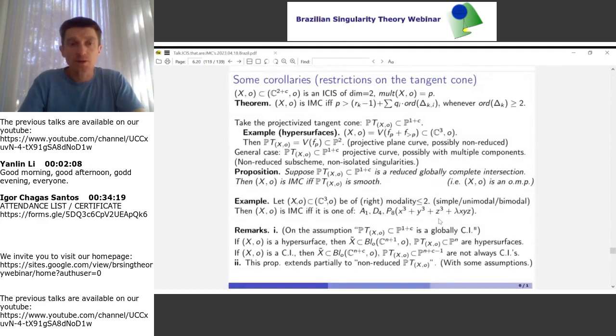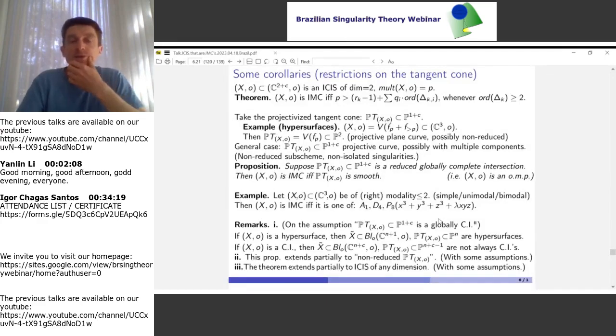Going back. So here in the main theorem, one needs to know the discriminant. In some cases, it is simple to understand the discriminant. In some cases, it would be quite complicated. So we would like to have some other ways to check whether a germ is EMC or not. And in some cases, we can do it.